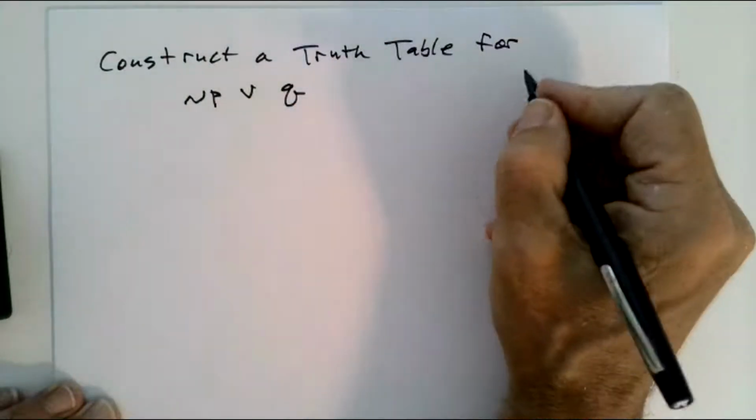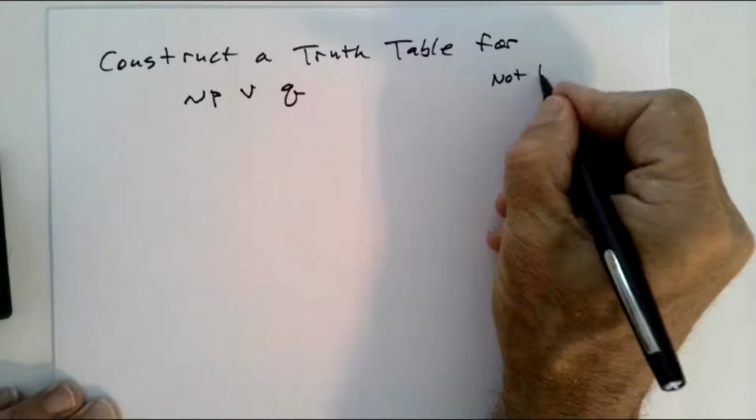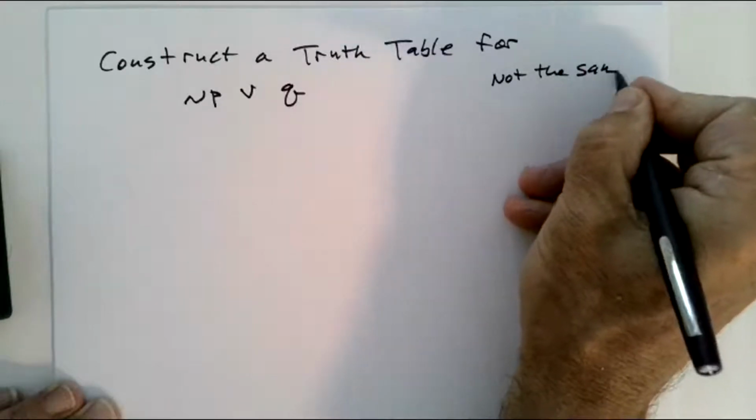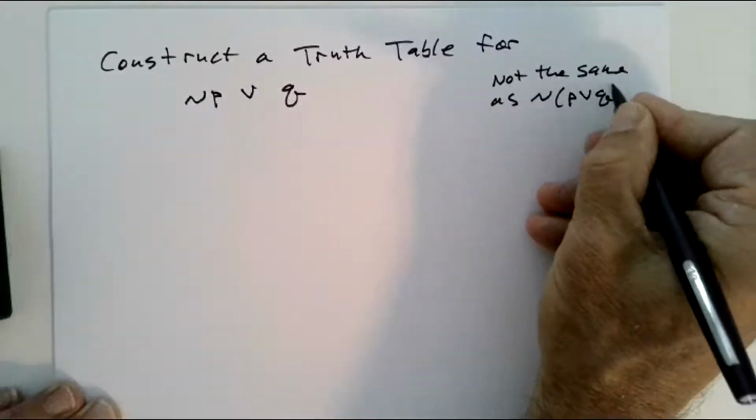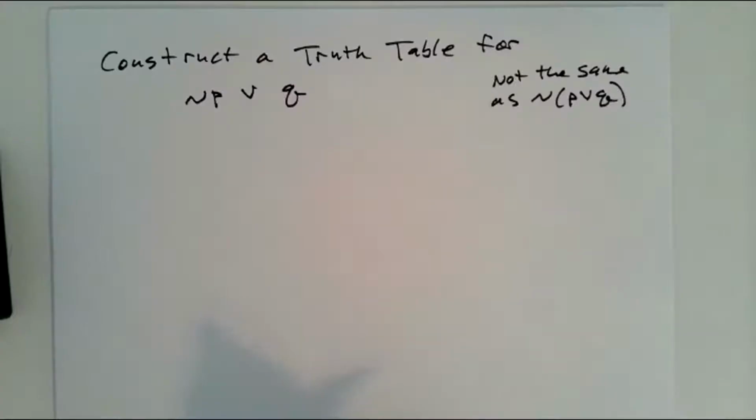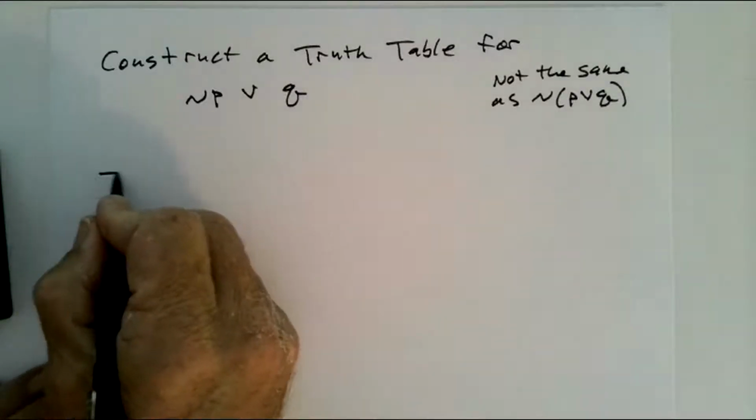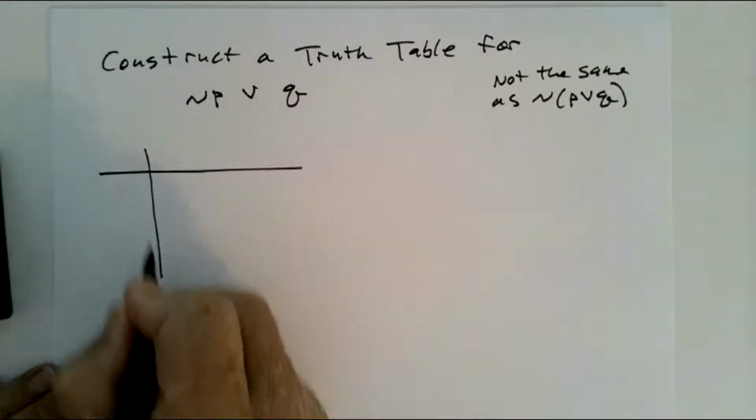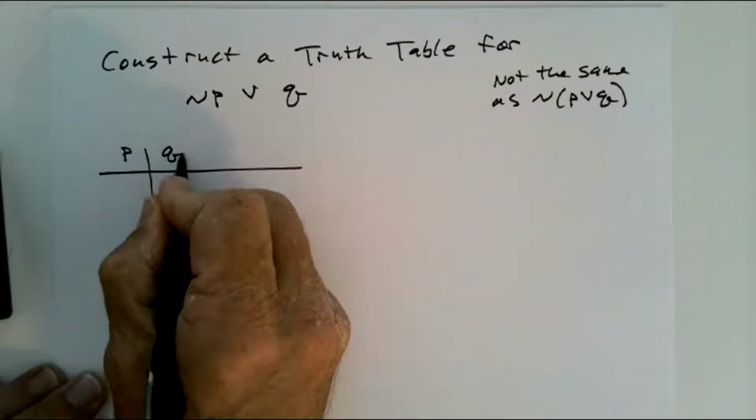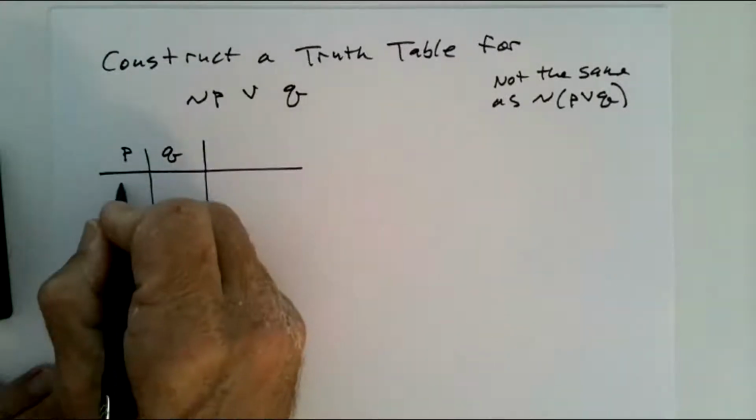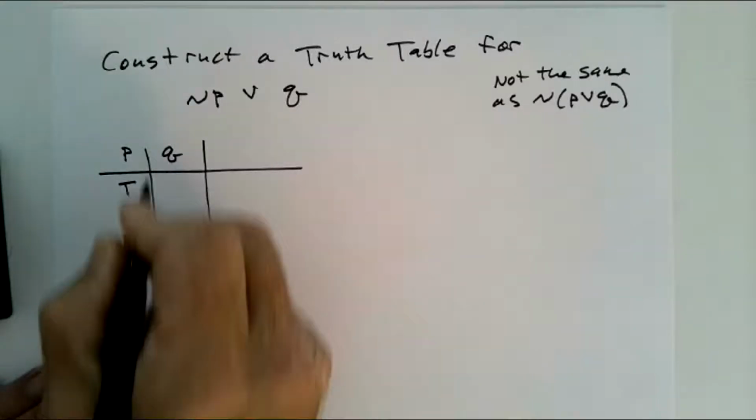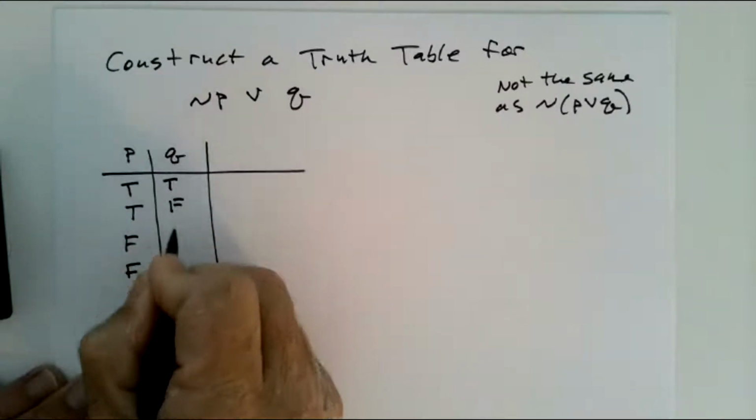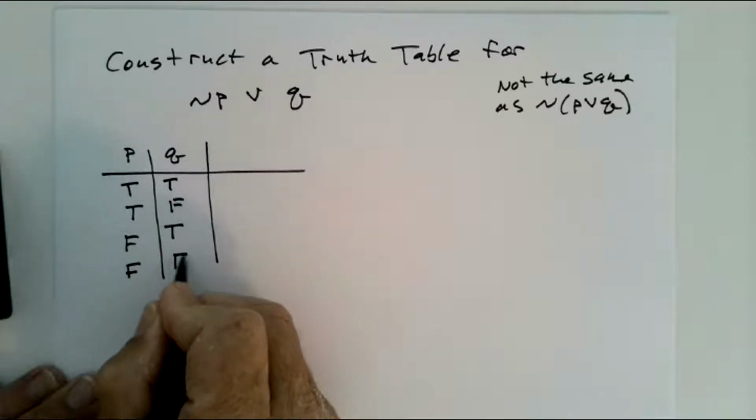And remember, order of operations. This does not mean the same as not P or Q. Order of operations are important here. So not P or Q is what we want. We want to create the entire truth table. So how does that work? We've got P, we've got Q. P is true or false. Q is true or false. So these first 2 lines are going to be the same.